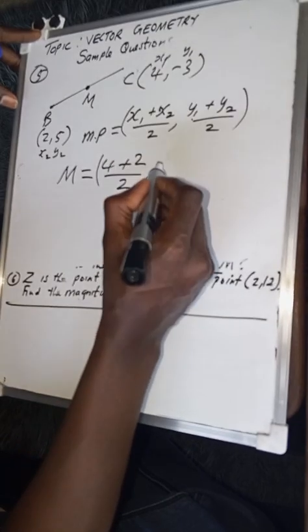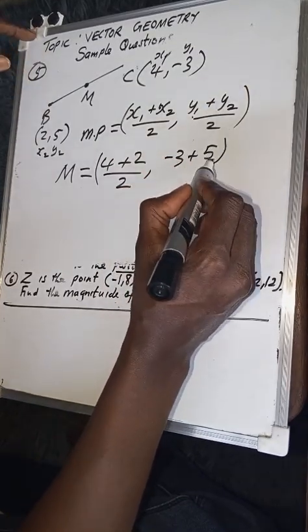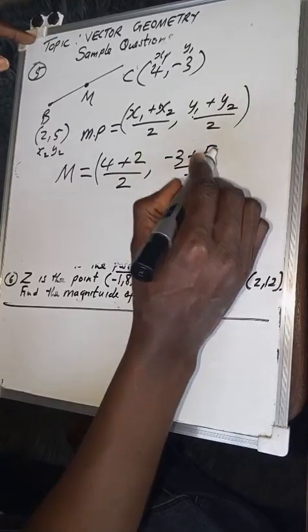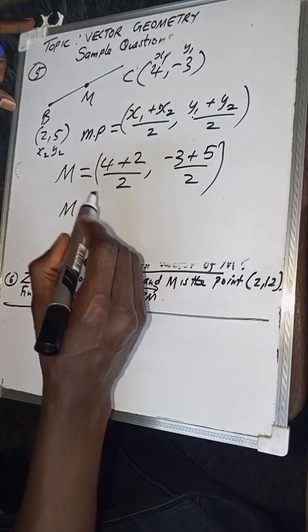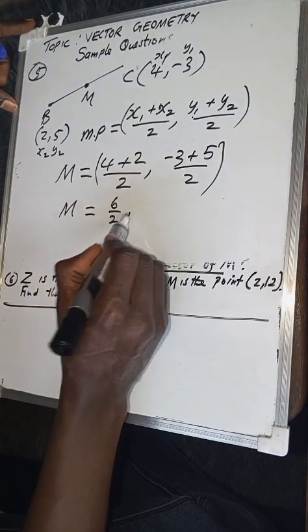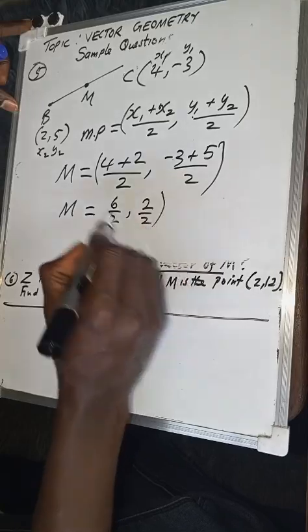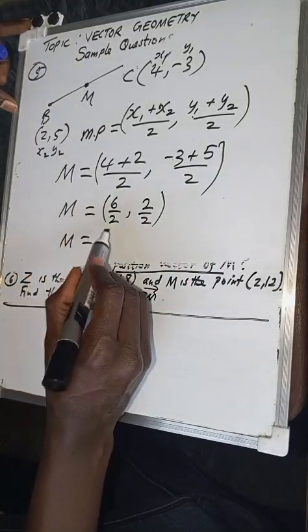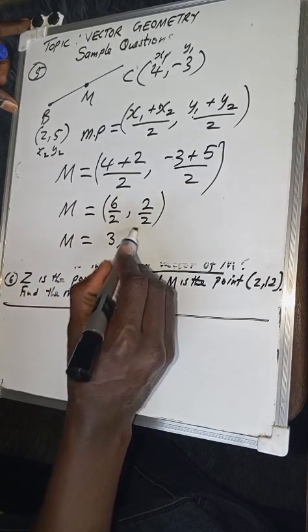What is my y1? It is -3. Plus, what is my y2? It is 5, then divide by 2. That's what we mean. So M will be equal to (4 plus 2 is 6, divided by 2), comma, (-3 plus 5 is 2, divided by 2). So therefore M will be equal to (3, 1), since 6 divided by 2 is 3 and 2 divided by 2 is 1.